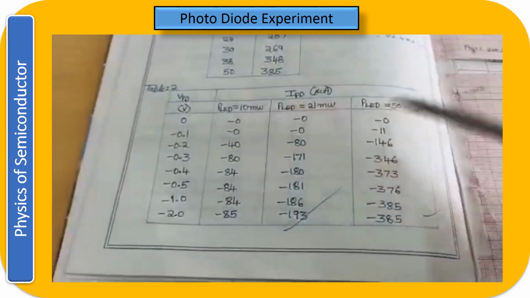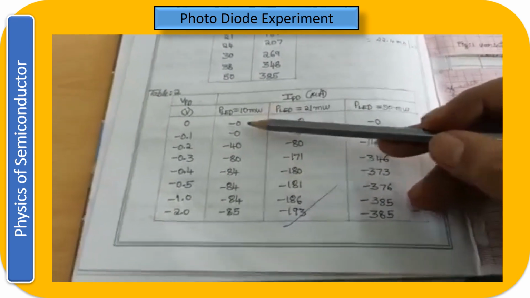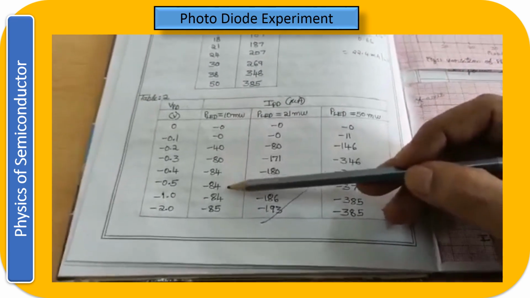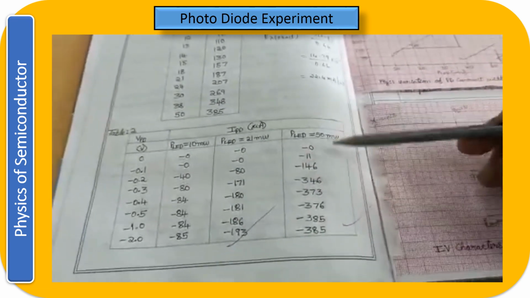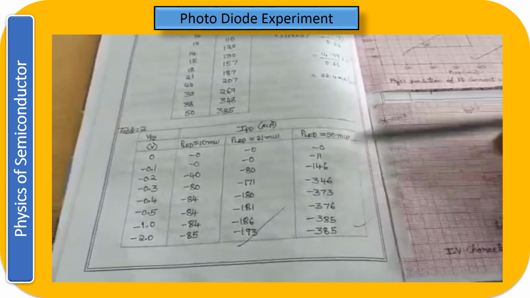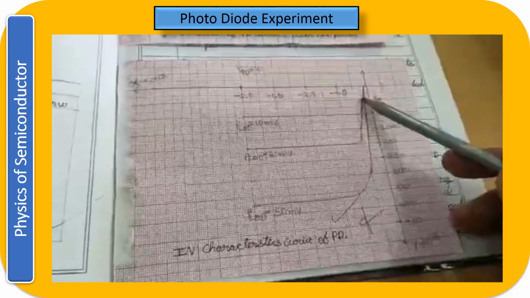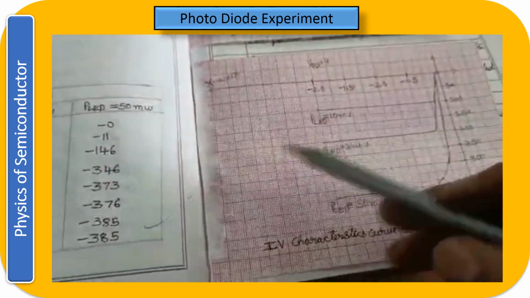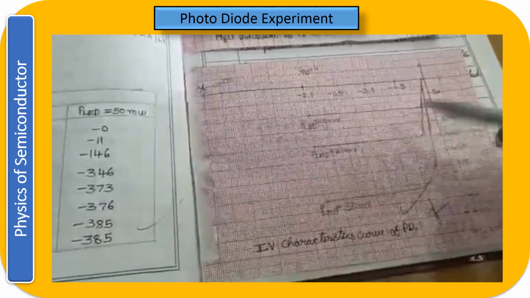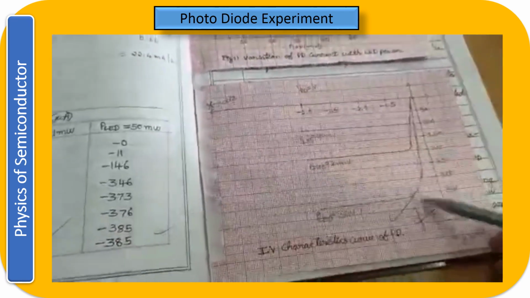Now at the end of three trials, what you can notice is, case 1, 10 milliwatt, the current gradually increased and reaches saturation. Then case 2, 21 milliwatt, the saturation is around 180, and for 50 milliwatt, the saturation is around 380 something. When you plot VPD versus IPD, in case 1 you are getting saturation around 80, case 2 around 180, and case 3 around 300 something.